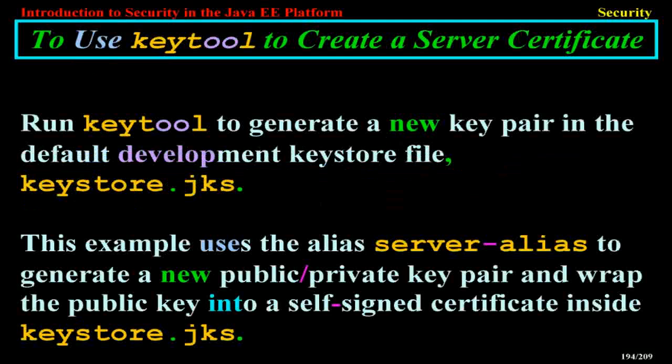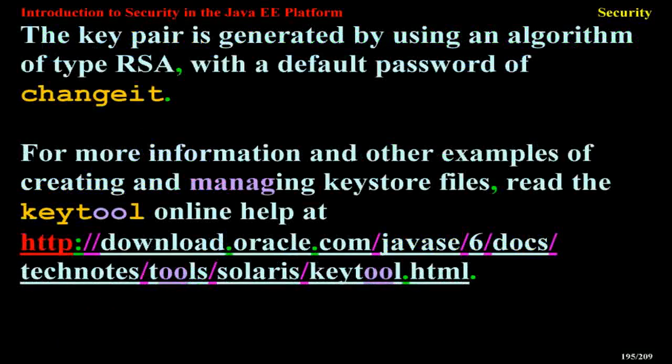To use keytool to create a server certificate, run keytool to generate a new key pair in the default development keystore file, keystore.jks. This example uses the alias server-alias to generate a new public/private key pair and wrap the public key into a self-signed certificate inside keystore.jks. The key pair is generated by using an algorithm of type RSA, with a default password of changeit. For more information and other examples of creating and managing keystore files, read the keytool online help at download.oracle.com/javase/6/docs/technotes/tools/solaris/keytool.html.